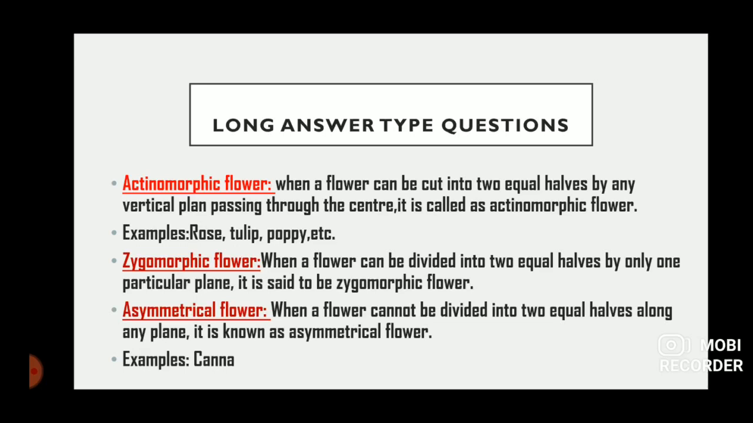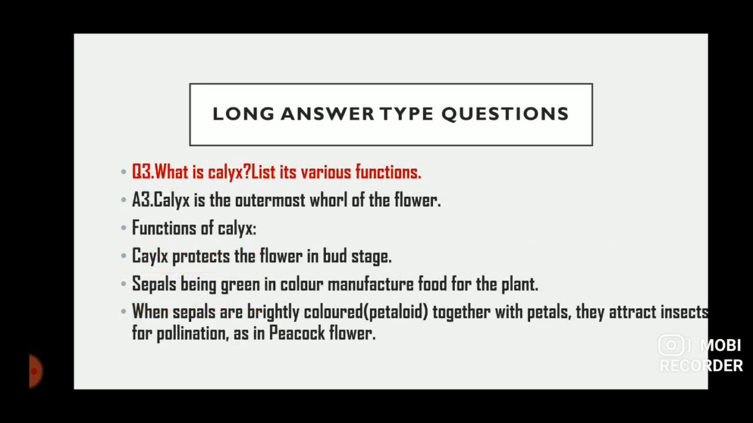Next is asymmetrical flower. When a flower cannot be divided into two equal halves along any plane, it is known as asymmetrical flower. Example, canna. Next, question number 3. What is calyx? List its various functions. Answer: calyx is the outermost whorl of the flower.